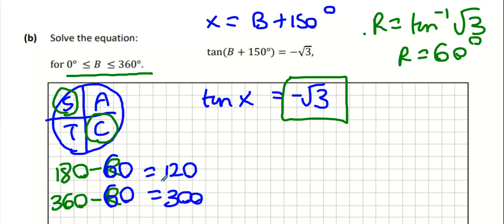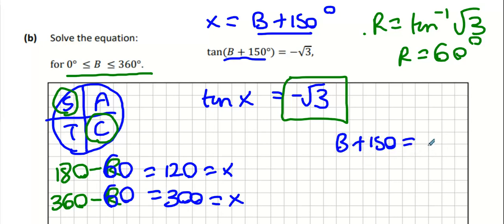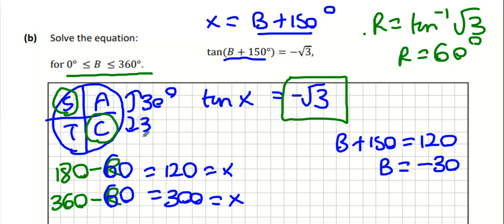But remember, I'm not looking for x. I'm looking for b plus 150, which equals x, because the two of these are equal to x. So that means that b plus 150 equals 120. So b, in fact, is actually negative 30. Now, b equals minus 30. But what is minus 30? At the end of the day, plus 30 would be clockwise, and minus 30 is anti-clockwise. And that would put me at the 330 mark. So this means that b is 330 degrees.